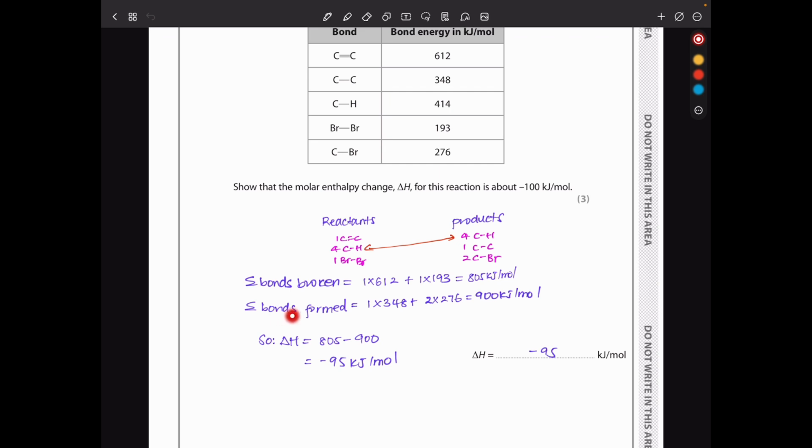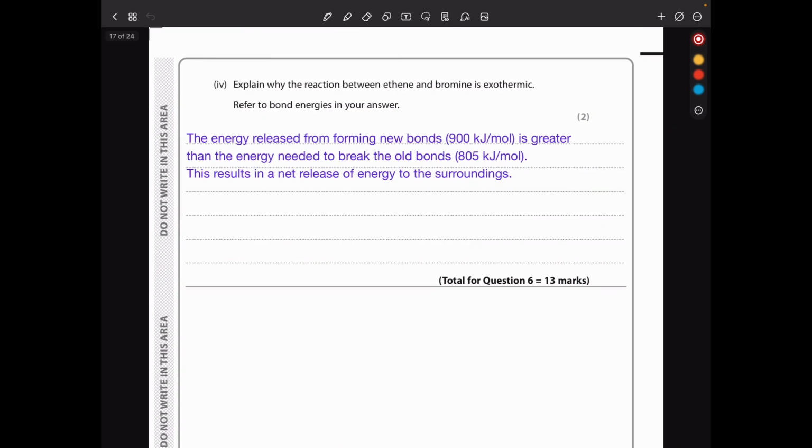And the bonds formed are going to be 1 times the carbon-carbon single, which is 348, plus 2 times the carbon-Br, which is 276, giving me 900 kilojoules per mole. So the enthalpy change should be the summation of bonds broken minus the summation of the bonds formed, giving me negative 95 kilojoules per mole, and this is closer to negative 100 kilojoules per mole.